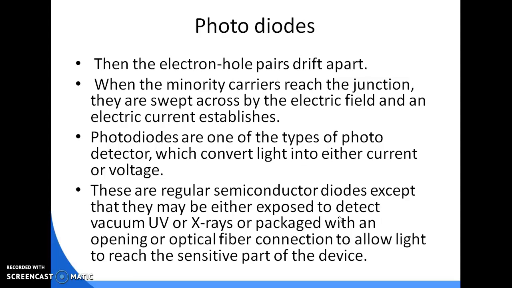If the positively charged particles are fewer, that is, a minority of positively charged particles, and they come near the junction, they will be swept across by the electric field and an electric current will be established.